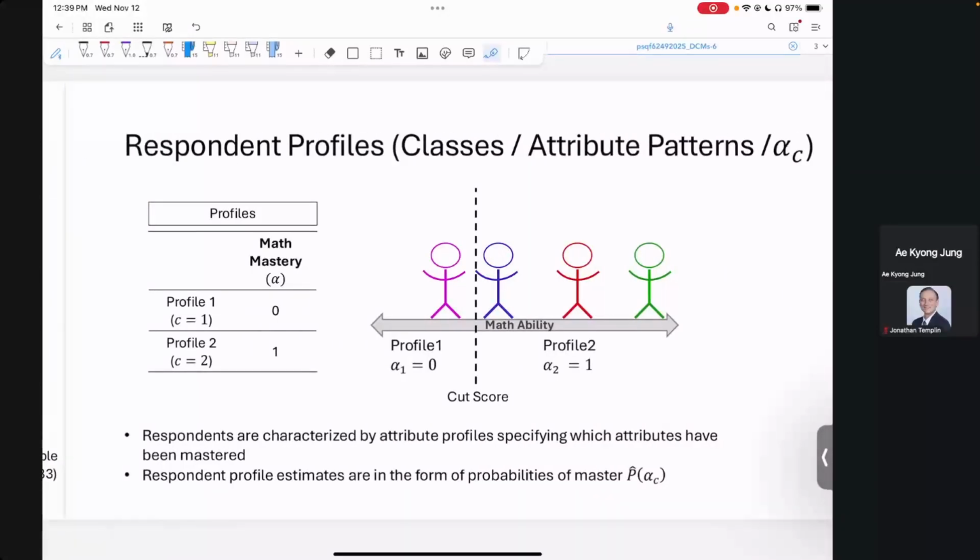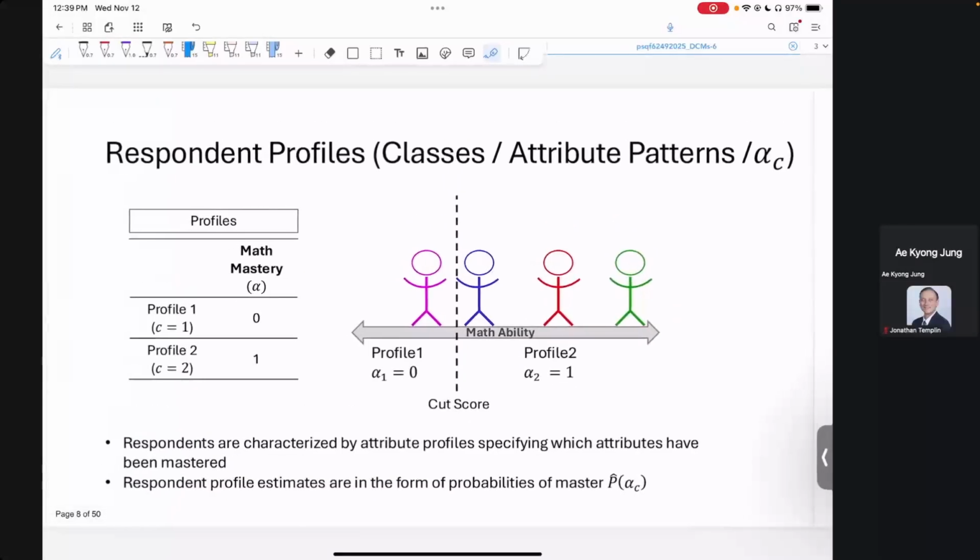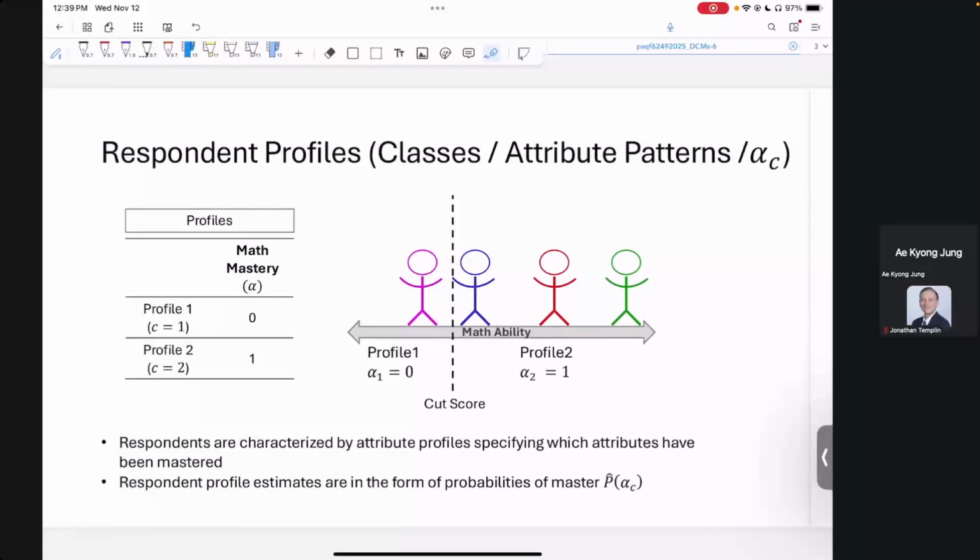This is the respondent profiles. A respondent profile is also called a class or attribute pattern and is denoted with attribute alpha C. C means a class.